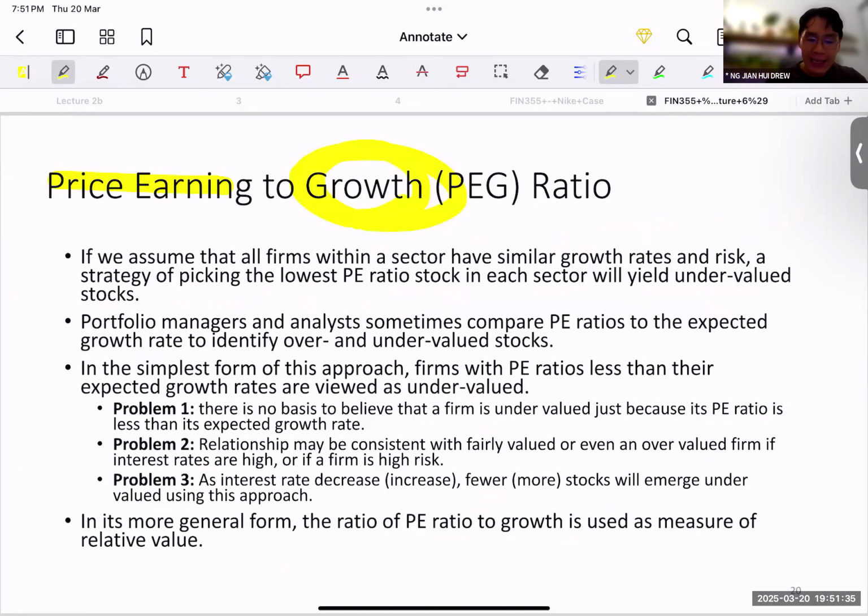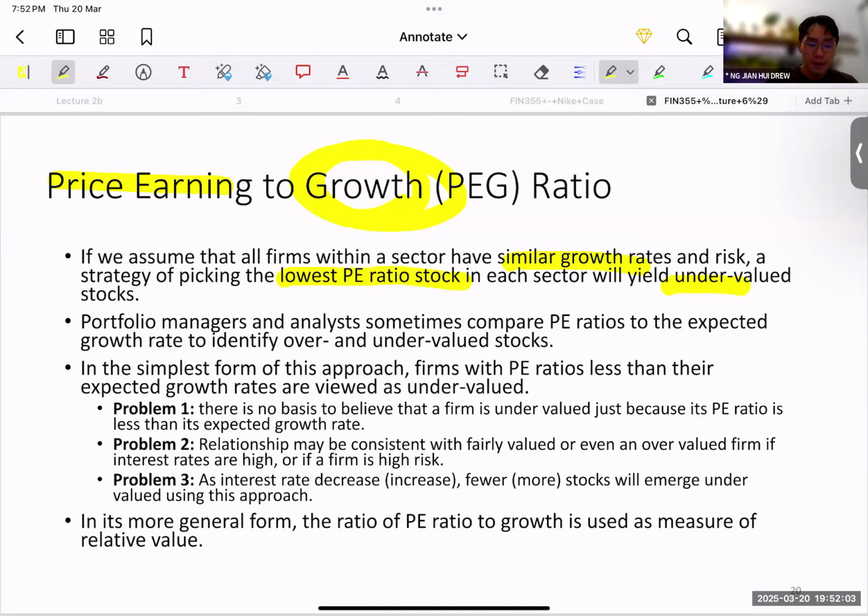So why does this make sense? Let's try to understand the concept behind this, right? Before we look at all the details, let's try to understand the meaning of this ratio. For the PEG ratio, first we assume that all firms within the sector should have similar growth rate and risk. So the strategy is to pick the lowest PE stock, which of course will give the undervalued stock, and we want to buy undervalued stocks, right?